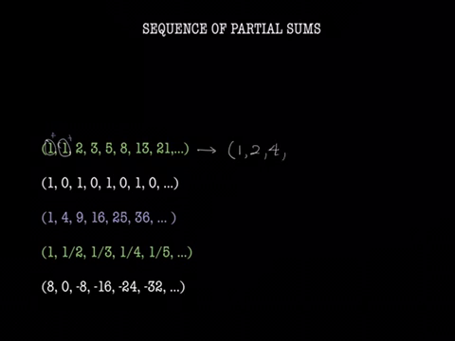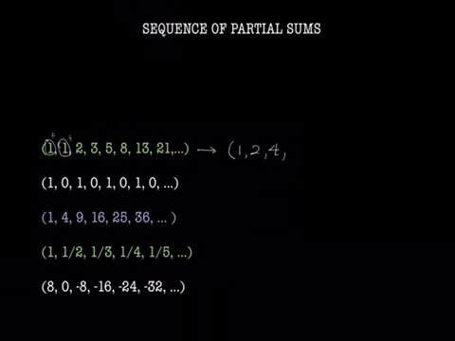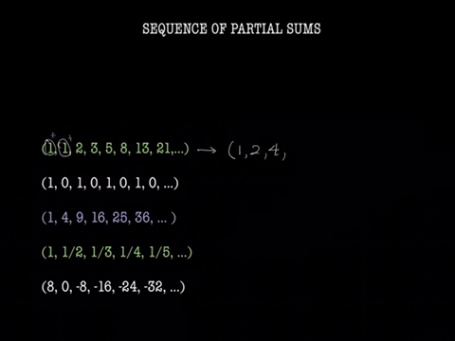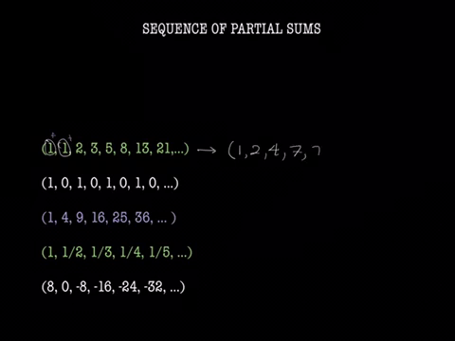And now you can start to see that an easy way to generate a sequence of partial sums is to add the next term to the sum of the previous terms. So 4 plus 3 gives me 7. 7 plus 5 gives me 12, and so forth. And this way we can generate the sequence of partial sums for the Fibonacci sequence.